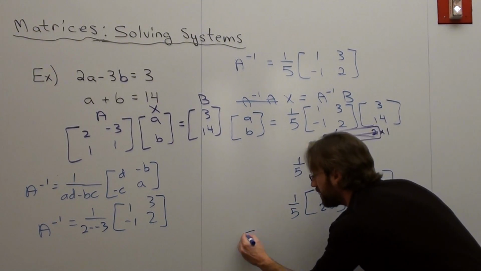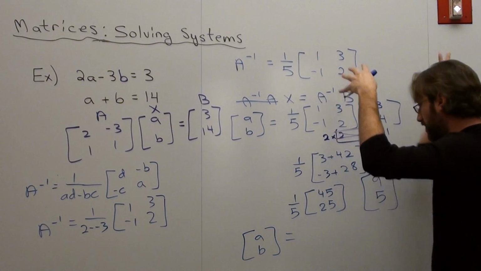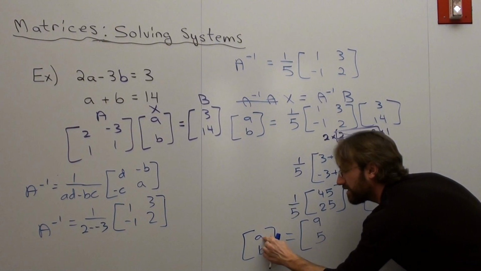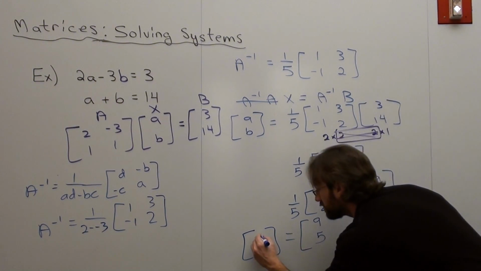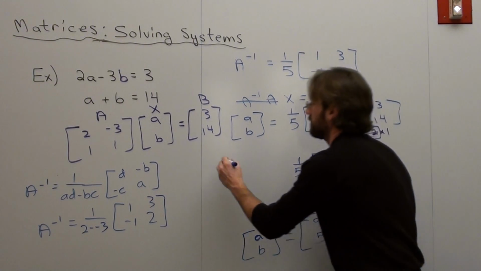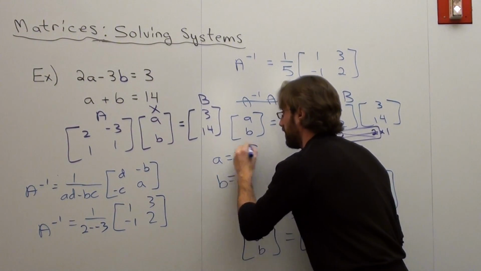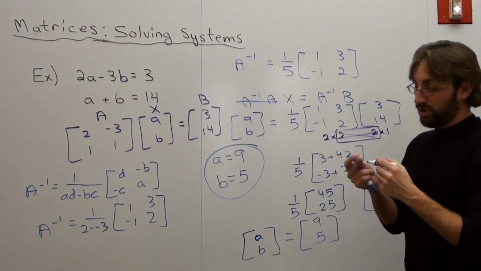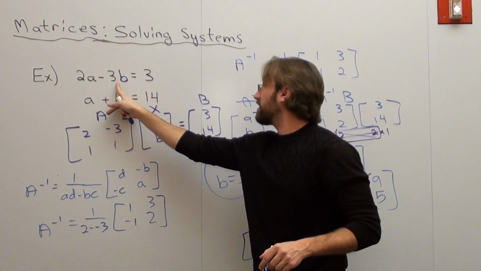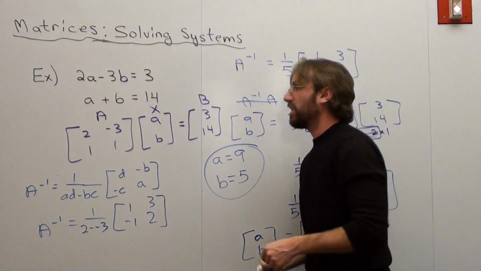So my X is equal to, when I do all this, 9 and 5. So my A is 9 and my B is 5. And those are my answers. And if you don't believe me, go ahead and substitute it in. 18 minus 15 is 3. 9 plus 5 is 14. So it's another way to do it.